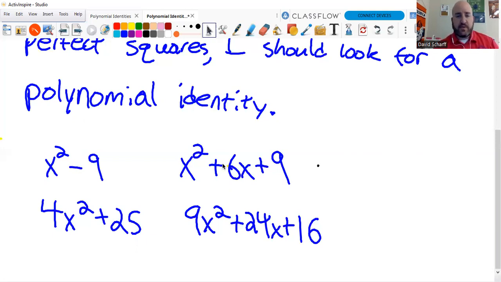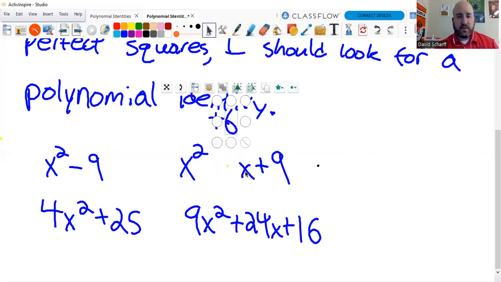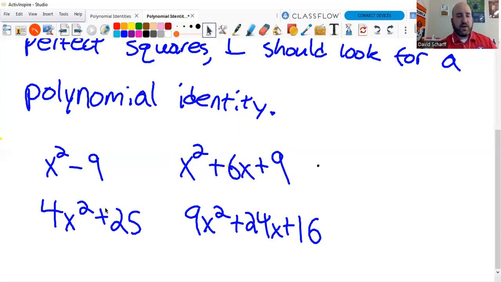Let me go to the right now. So x squared plus 6x plus 9. Again, I'm just worried about the first term and the last term. I'm not even worried about the 6x. I'm just looking at x squared, and I'm not worried about the plus either. X squared and 9, so same idea. Now down at the bottom, 4x squared plus 25.